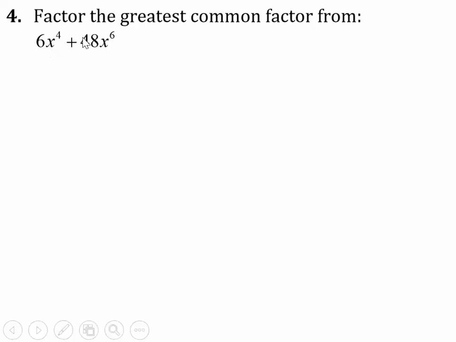So 6x to the 4th, 48x to the 6th. Let's see, for the 6 and the 48, hey, 6 can go into 48, 8 times, I think, yeah. Yep, and then x to the 4th, x to the 6th, x to the 4th gets to go out as the biggest number. So notice what we've done. This whole first term actually came out.